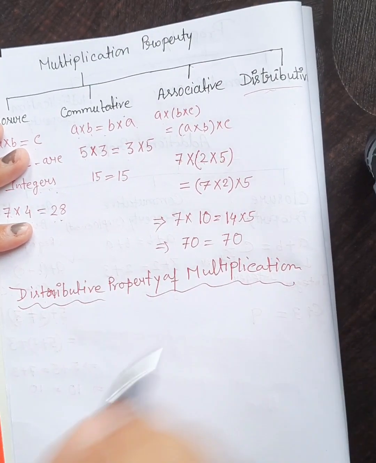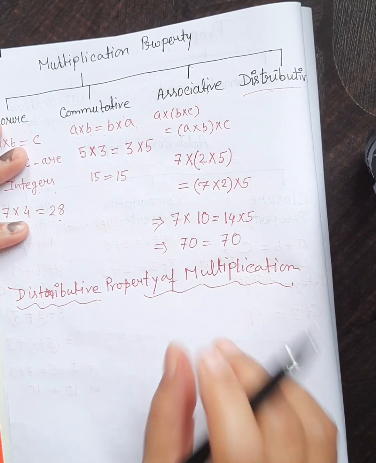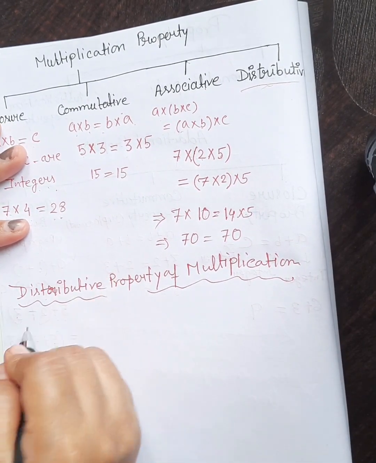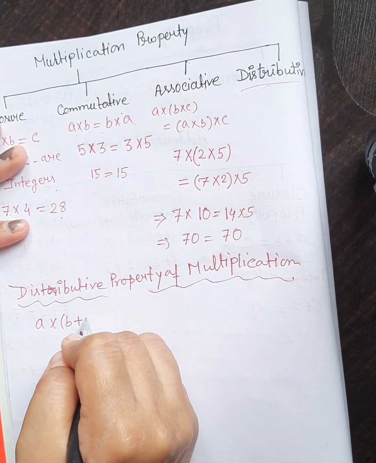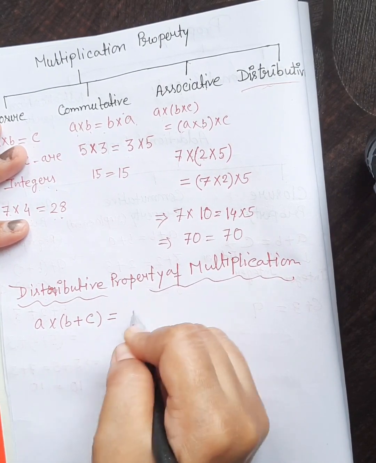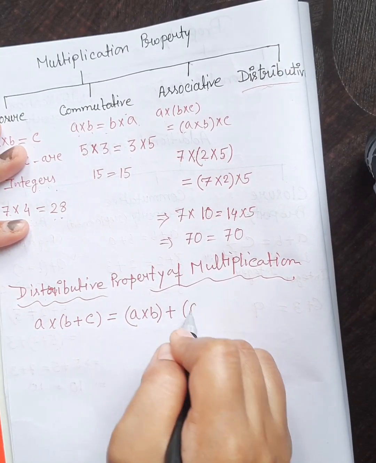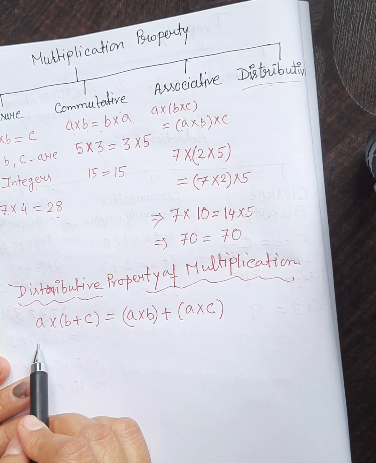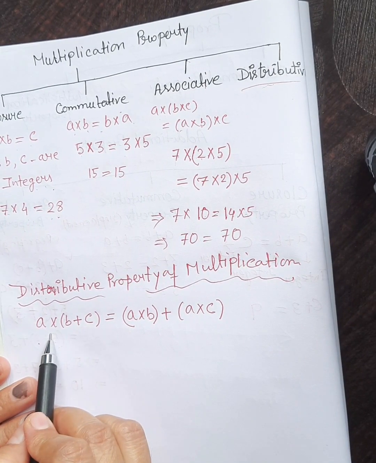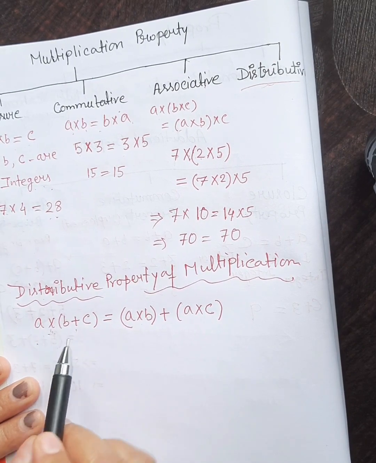What is the distributive property? Distributive property means distribution by multiplication over addition. That means A into (B plus C) equals A into B plus A into C. What is the distribution? Multiplication over addition.